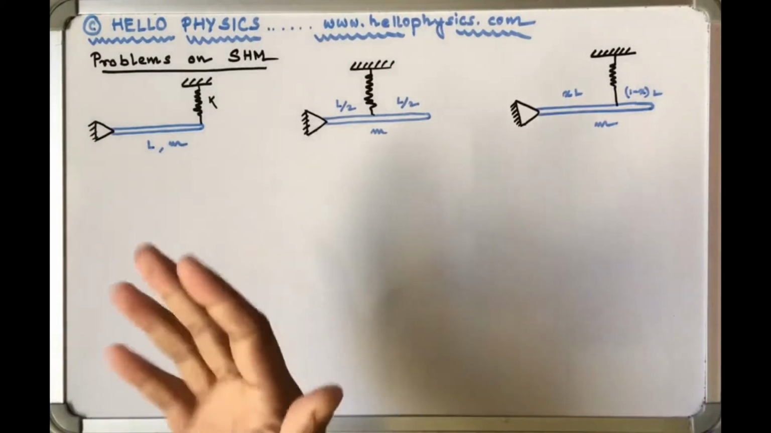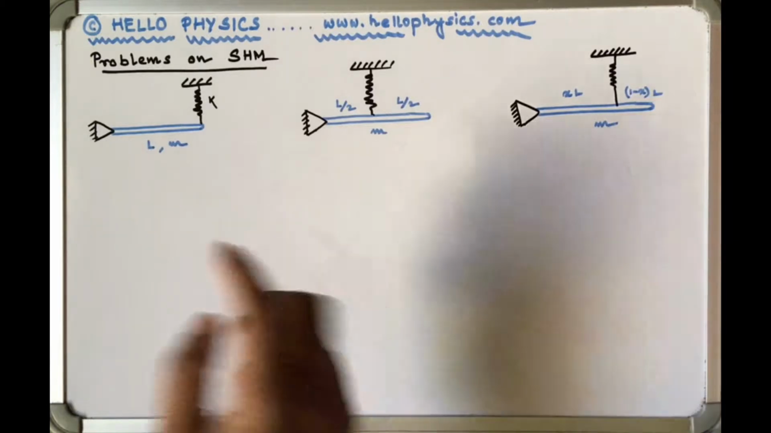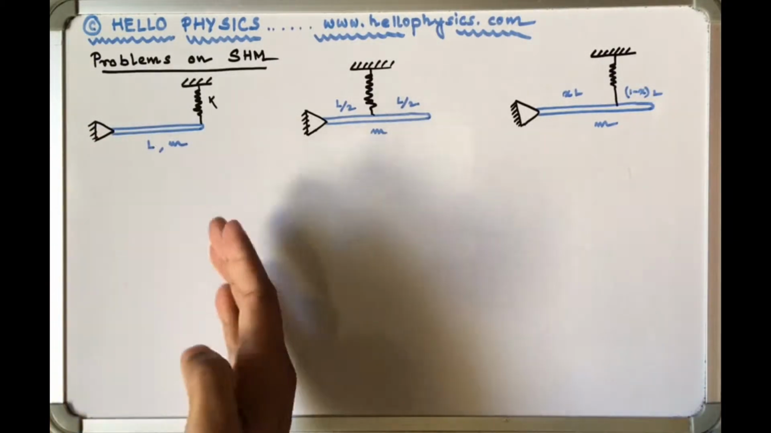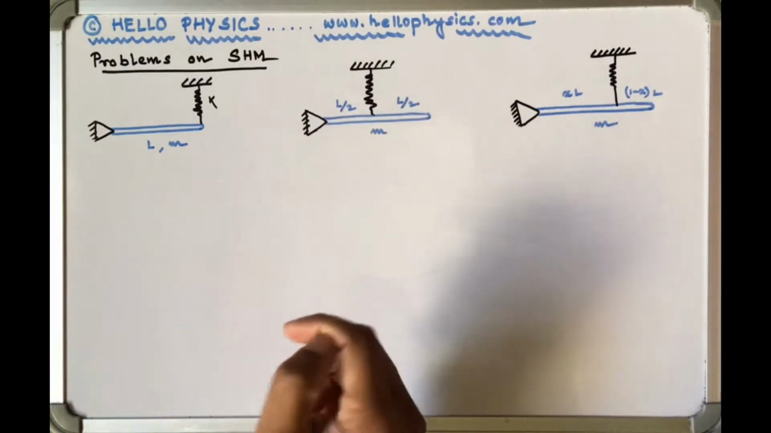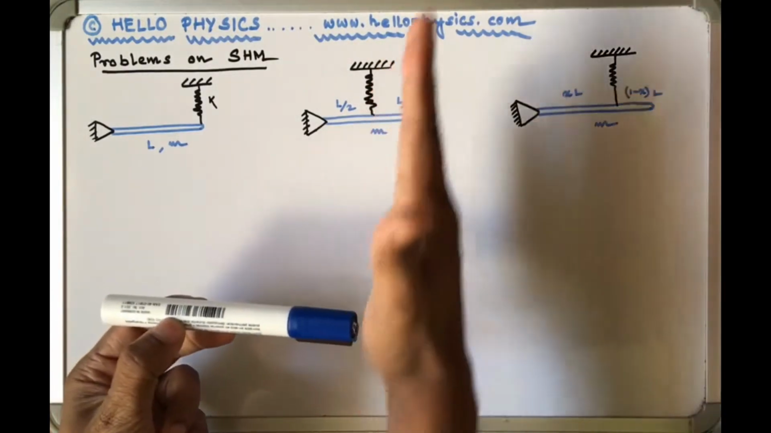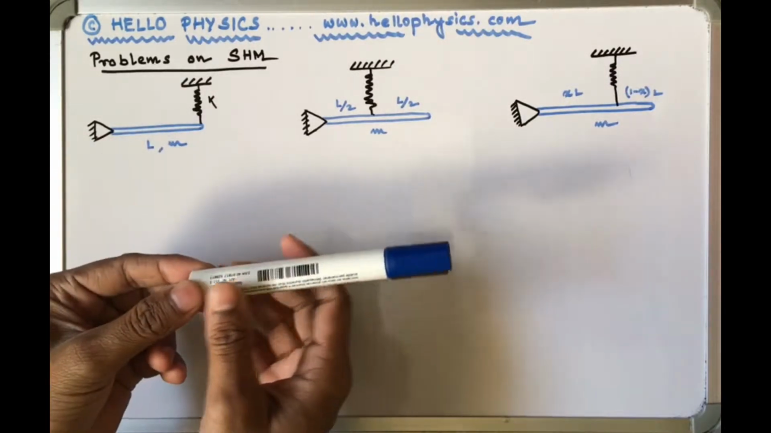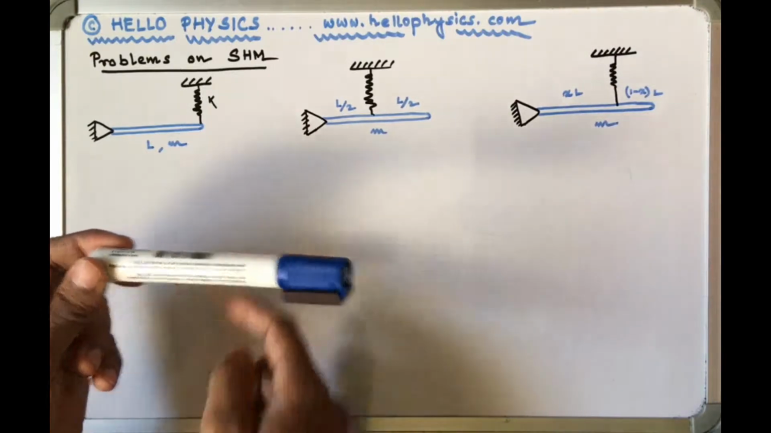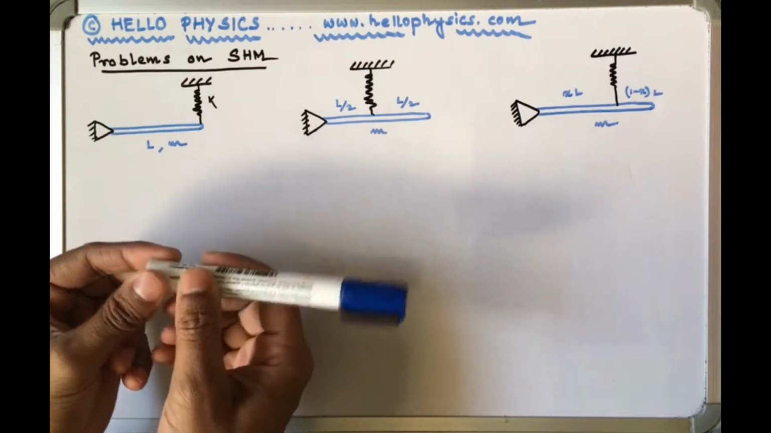We now have three systems which are very similar to the previous problem. That is, there is a rod which is hinged at one end and connected to a spring at the other end. But the difference over here is that the rod is horizontal and the spring is vertical. At this point over here, the rod is hinged. That means the rod can move in this fashion. It's the spring which is preventing the rod from falling down like this.